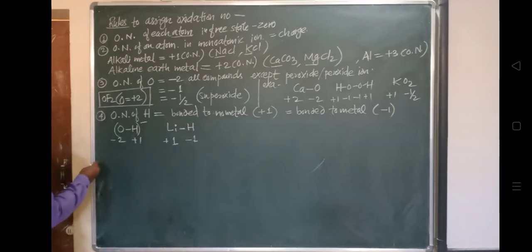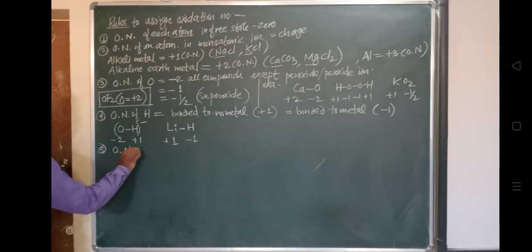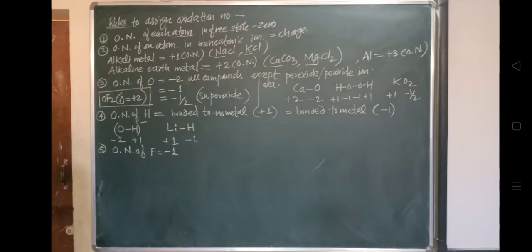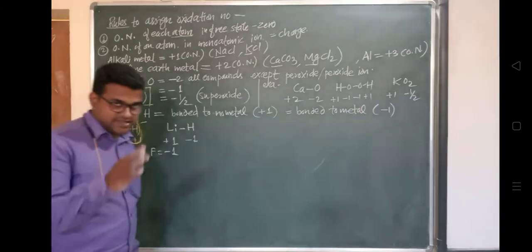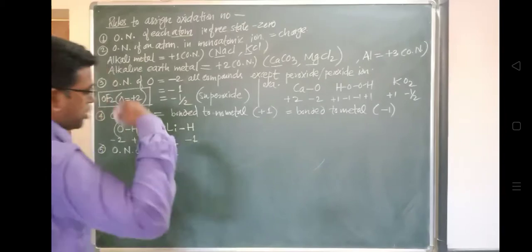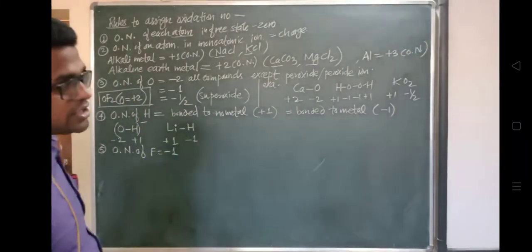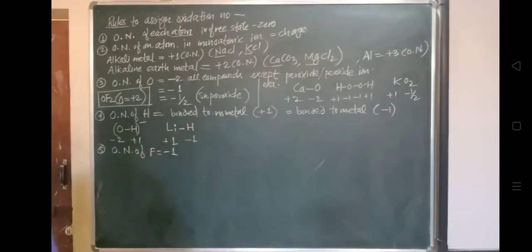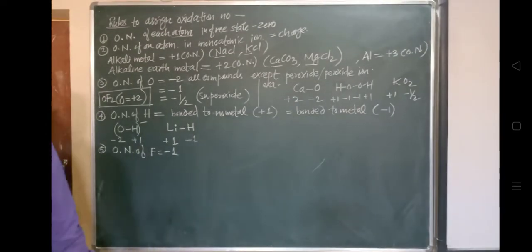So we will see now the fifth rule: the oxidation number of F is -1. So the oxidation number of this fluorine atom is -1 in all its compounds. If you observe fluorine, its valency is 7 and उसको एक इलेक्ट्रॉन चाहिए. If it absorbs one electron from another atom, its octet will complete. So oxidation number of fluorine is -1 in all of its compounds.